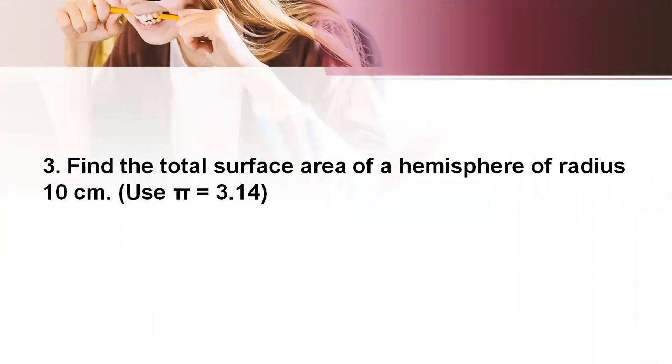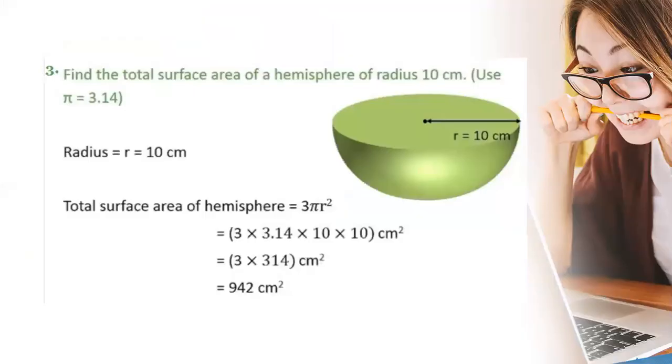We need to find the total surface area of a hemisphere of radius 10 centimeters. Here we need to use the pi value as 3.14. So here we need to find the total surface area of the hemisphere, and we are being given the radius of the hemisphere. So the total surface area of the hemisphere is 3 pi r square, where radius is 10 centimeters and pi is 3.14. And by substituting these values and solving, we get 942 centimeter square.